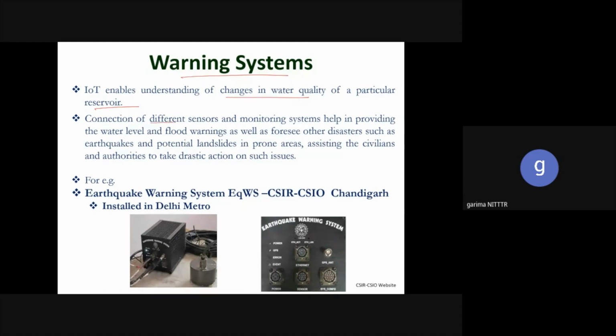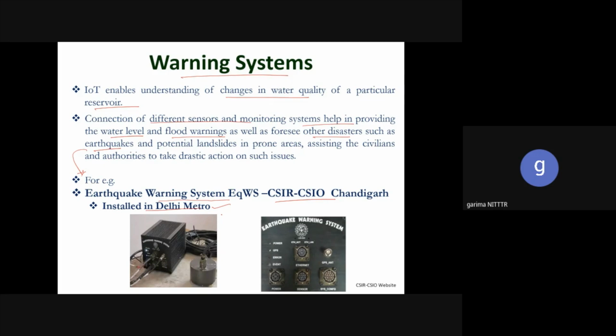Some connections of different sensors and monitoring systems can have the information of water levels, which can provide flood warnings and other disaster warnings, such as earthquake. One real-time example of an earthquake system is the one installed in Delhi Metro. This early earthquake warning system was implemented by CSIO Chandigarh, and they are utilizing it in Delhi Metro.